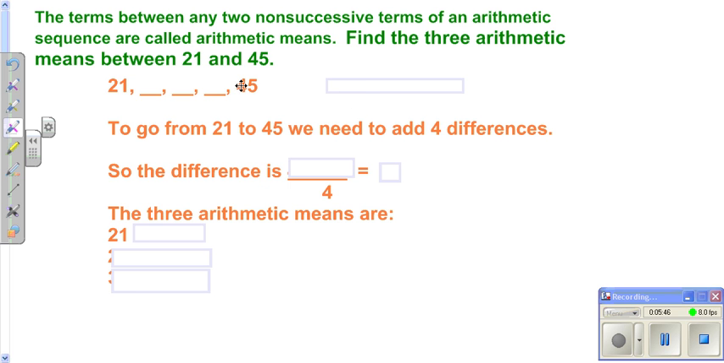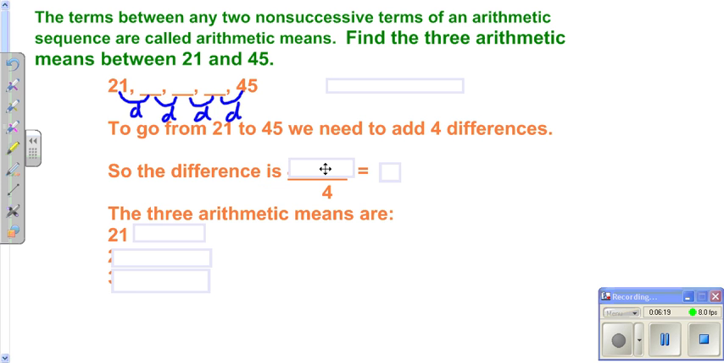So this forms an arithmetic sequence. We need to just find the terms that we are missing. Now, you notice to go from here to here, you have to add a difference. To go from here to here, you'd have to add a difference. To go from here to here, you'd have to add a difference. And to go from here to here, you'd have to add another difference. Well, you need to add 4 differences then to be able to go from 21 to 45.